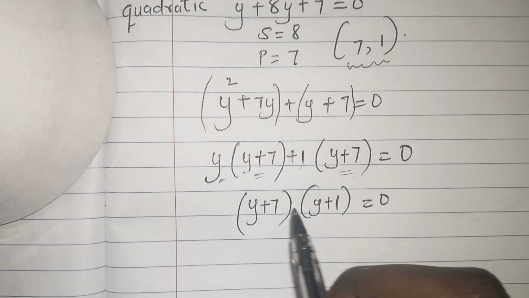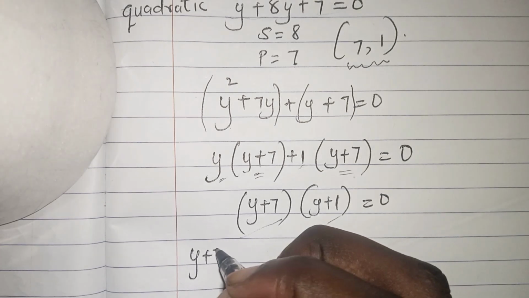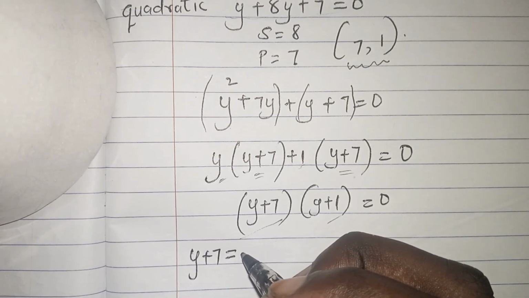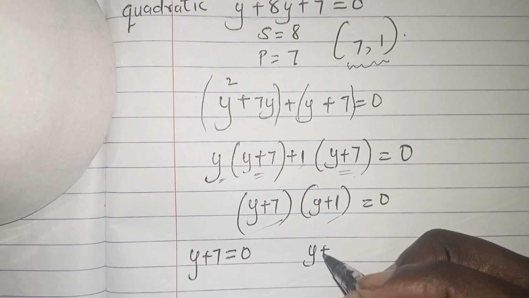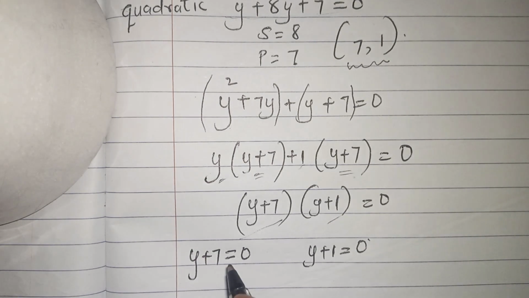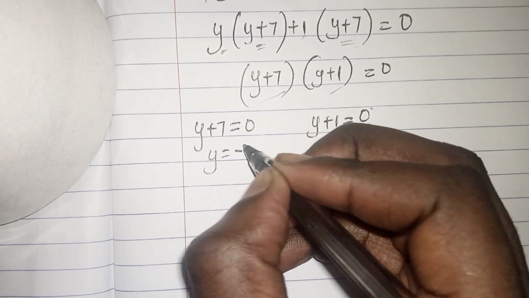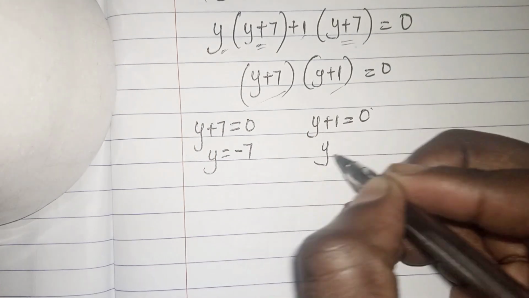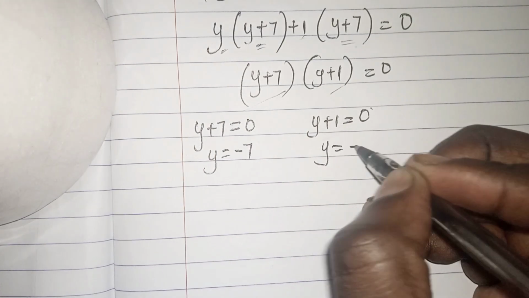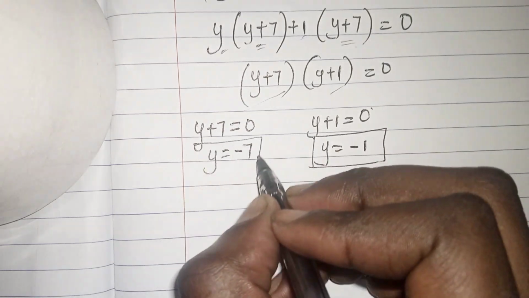So we'll have two solutions. We are going to equate this with 0 and this with 0. y plus 7 is equal to 0. y plus 1 is equal to 0. To get the value of y, we are going to bring 7 to the other side. So y is equal to negative 7, and on this side, y is equal to negative 1. So we have two values of y.